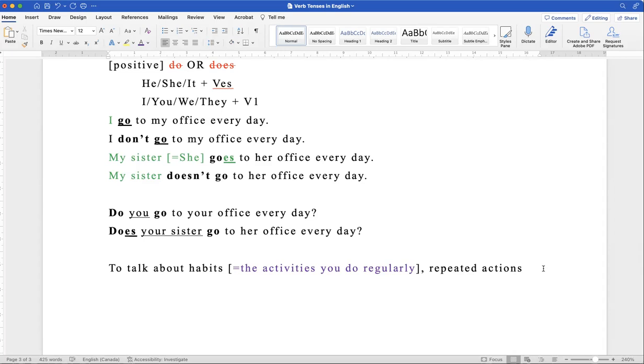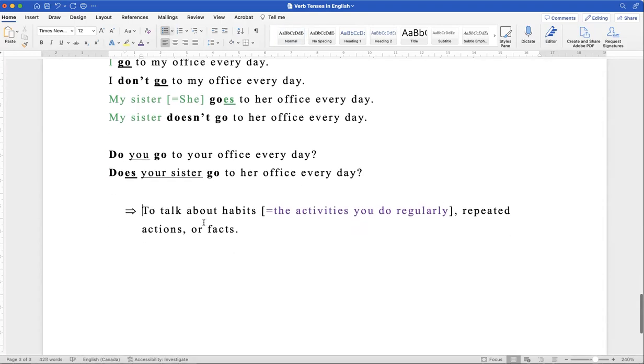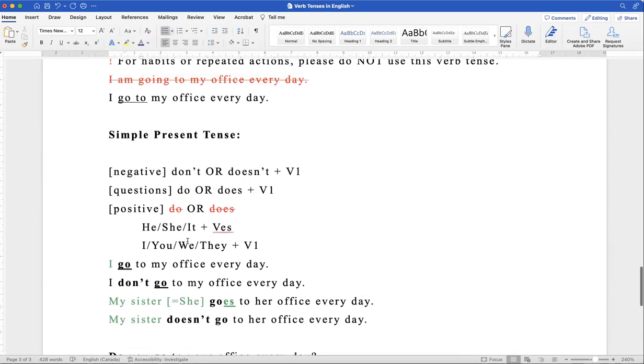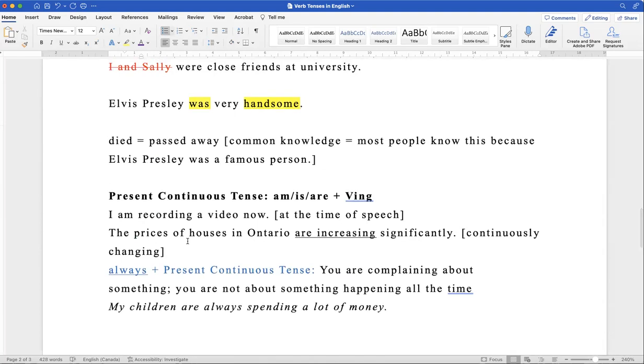So you don't need to do something every day. It is important to do it regularly. For example, I go to Colombia every summer. So here, every summer, I go to Colombia. This is my habit. Repeated actions or facts. These can be explained using this verb tense. So this is how we use simple present tense.